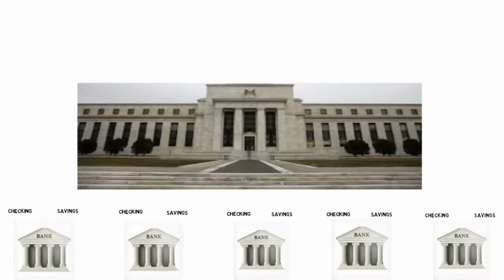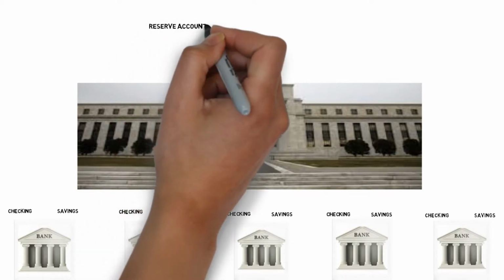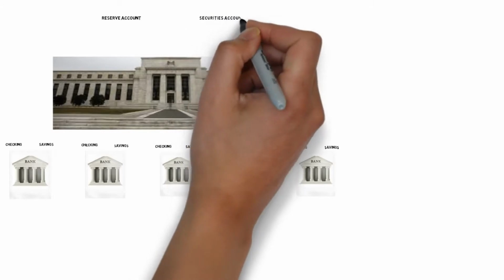The Fed is set up almost exactly the same as any private bank, but with one small exception. The Fed has complete monopoly power over dollars. The Fed, our central bank, where all the banks do their banking, also has the same accounts as all banks, but instead of a checking account, the Fed calls it the reserve account. And instead of a savings account, the Fed calls it the securities account.